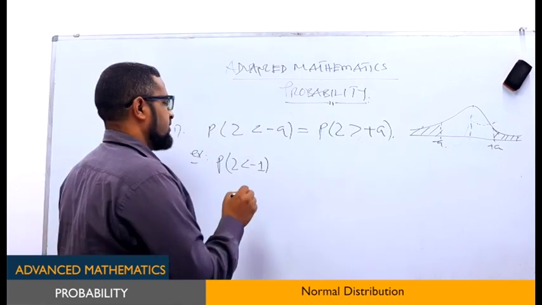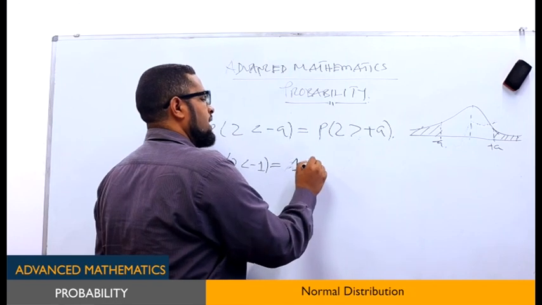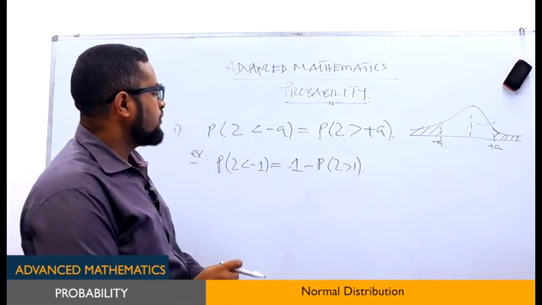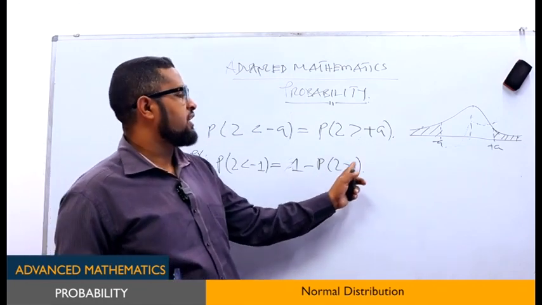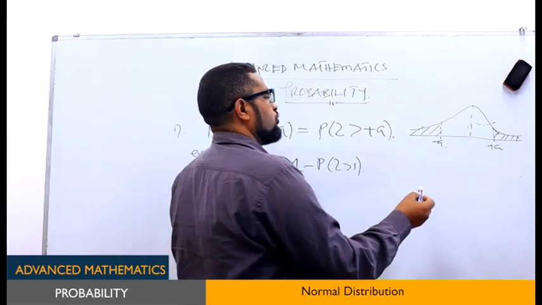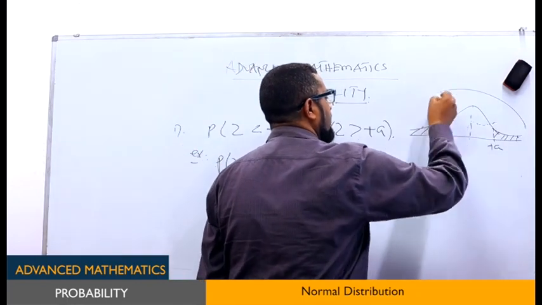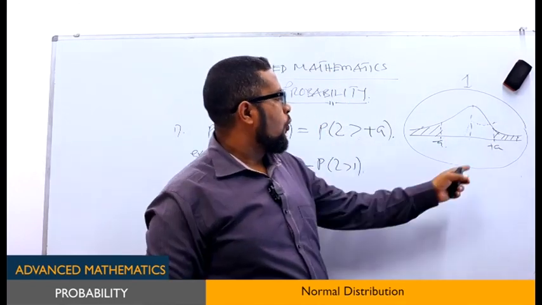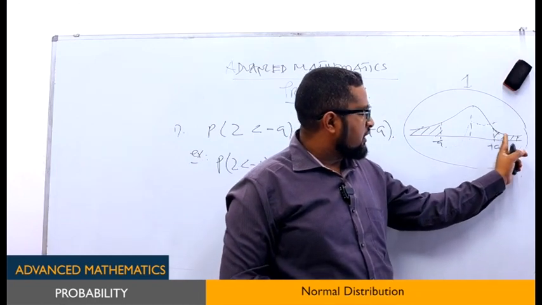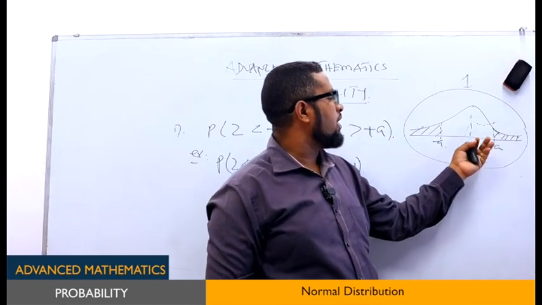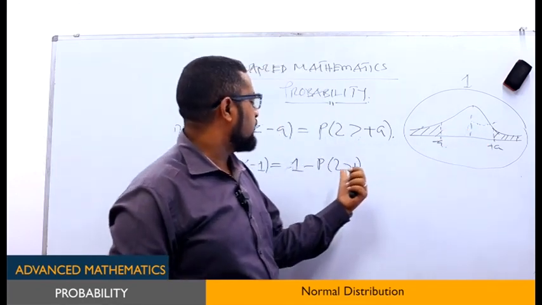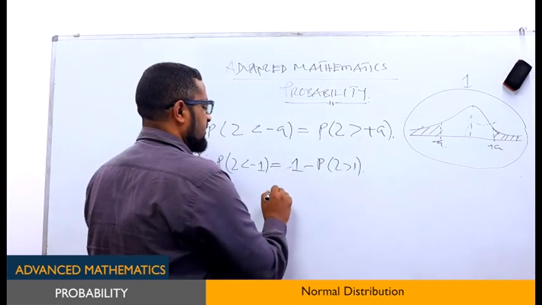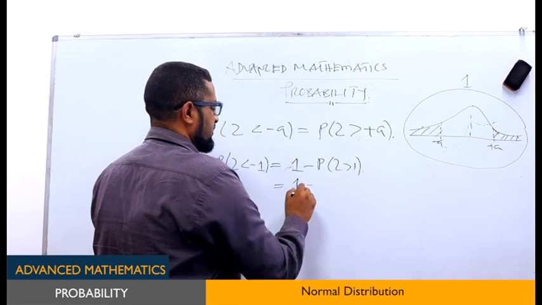it is the same as taking 1 minus the probability of Z greater than 1. Why is it 1 minus the probability of Z greater than 1? Remember, the total area under the curve is 1. So when you subtract Z greater than 1, this area, you'll be able to obtain the one for less than negative 1. So here it is the same as taking 1 minus.